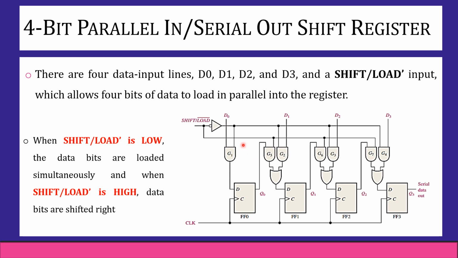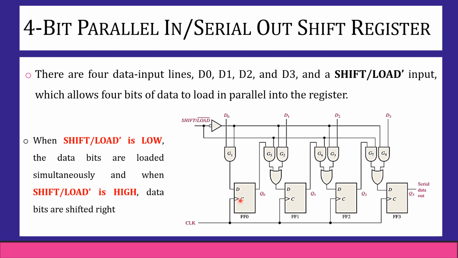So once the data is available in the data input lines, all the 4 bits will be simultaneously loaded into the 4 flip-flops. Once the data is loaded into the flip-flops, then it can be taken out serially through the serial data output line. Q3 is the output line. So through this Q3 line, we can take out the data serially. That means one bit at a time.